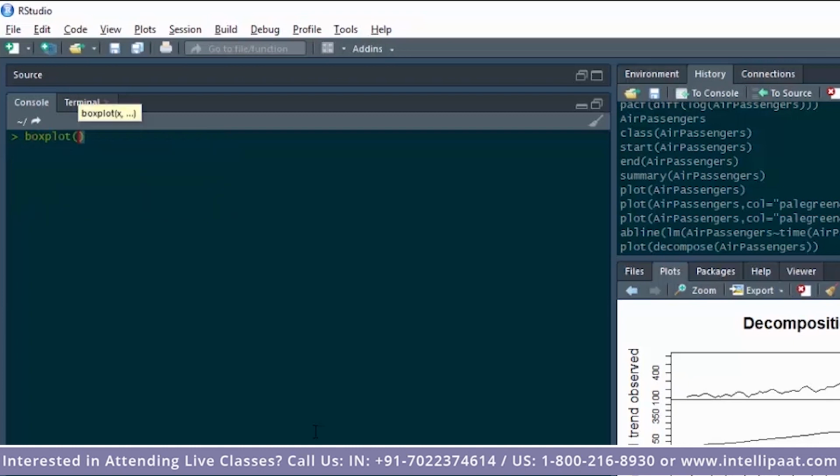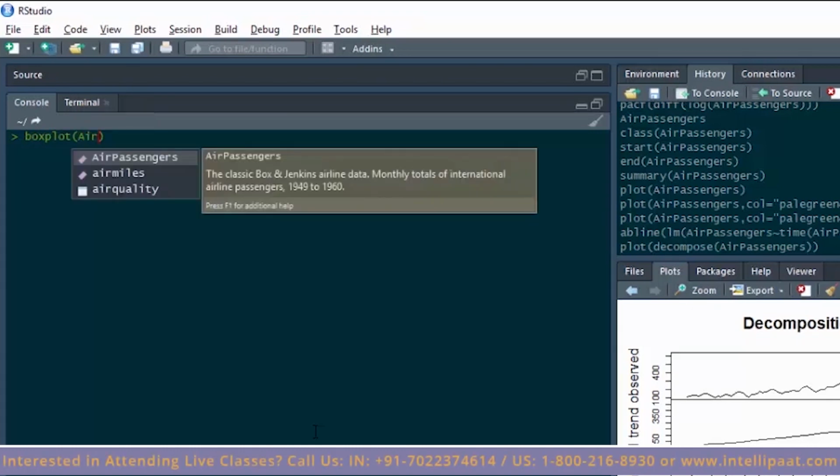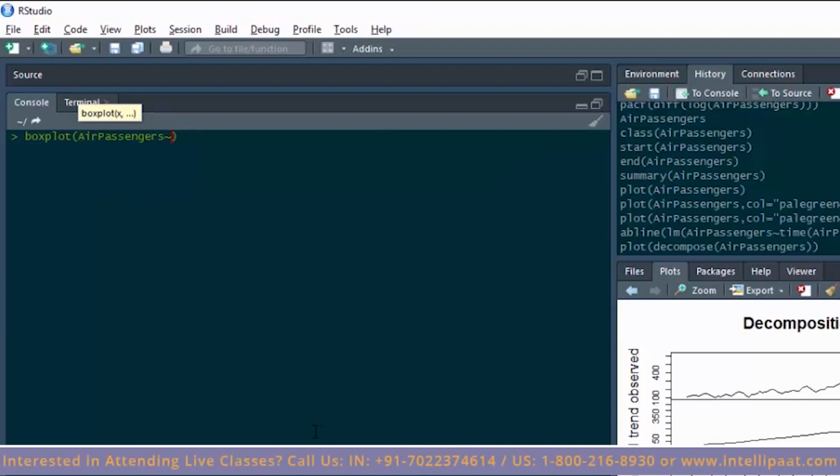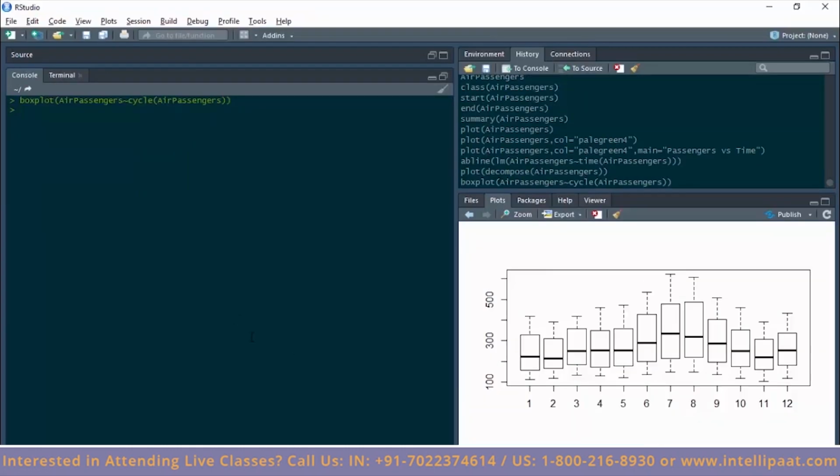Now we'll also have a glance at the cyclical pattern, and to get the cyclical pattern we'd have to build the box plot. So I'll type boxplot and I'll be giving the air passengers onto the y-axis and I'll be mapping cycle of air passengers onto the x-axis. Right, so this is the cyclical pattern, guys.